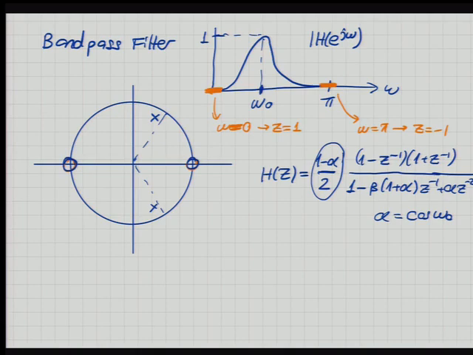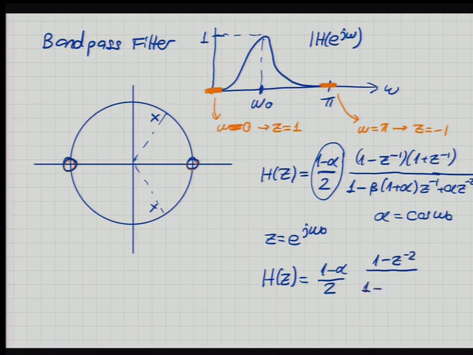Just substitute z equals e to the j omega naught and look at the magnitude. Should I try, or am I going to mess this up? I have a feeling I'm going to mess it up big time, but can we simplify first the numerator of this? What does the numerator look like when it's simplified, when you multiply out these two terms in the numerator? Z to negative 2, right? And the denominator is the same. Z inverse plus alpha z to negative 2.